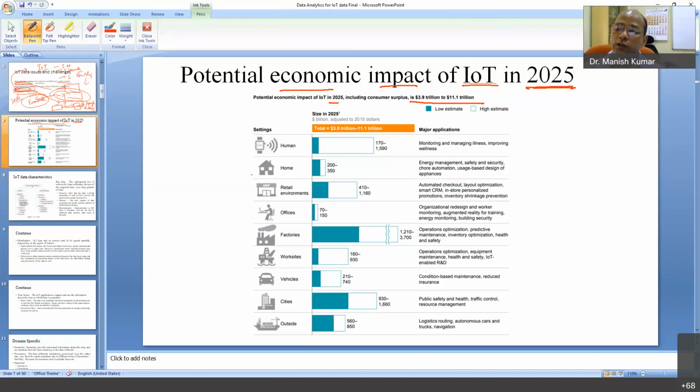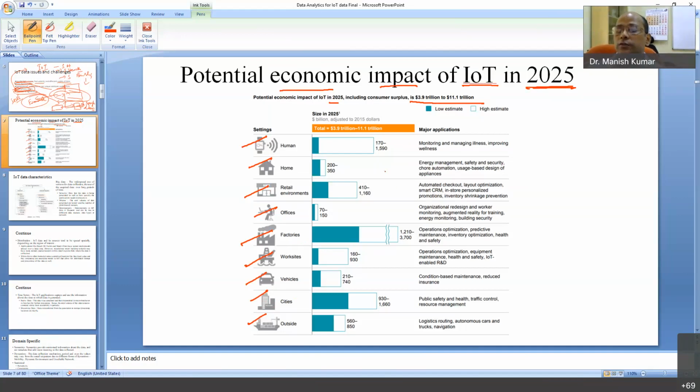What are the possible domains where we will be looking for IoT applications? Certainly the individual human, related to health monitoring and all. Then home, retail environments, offices, factories, work sites, obviously traffic and vehicles, then smart cities, and then even outside, covering maybe seas and oceans as well in future.